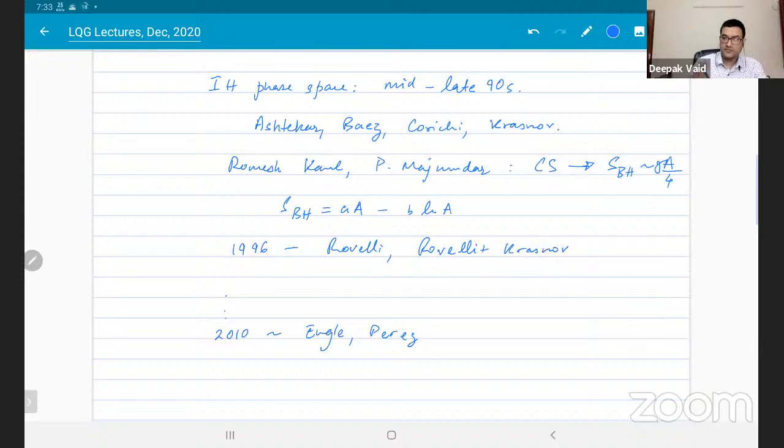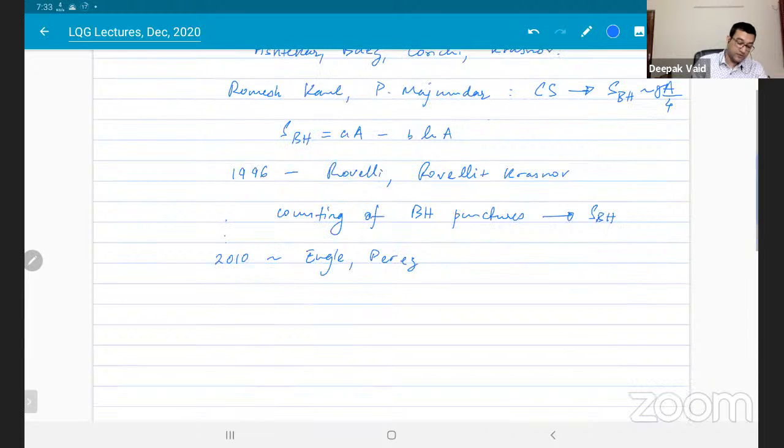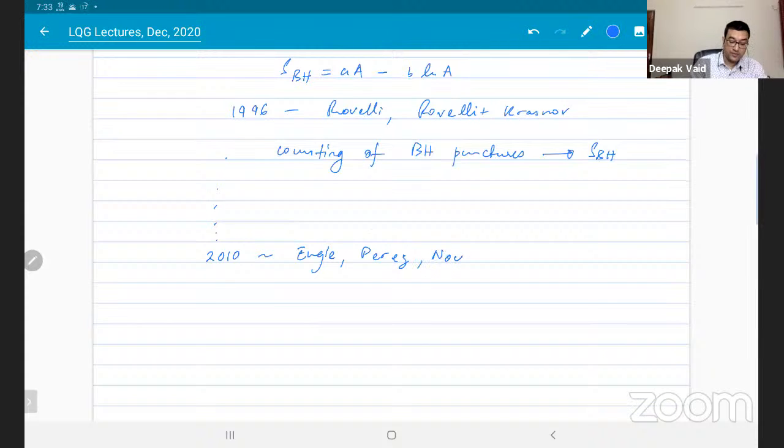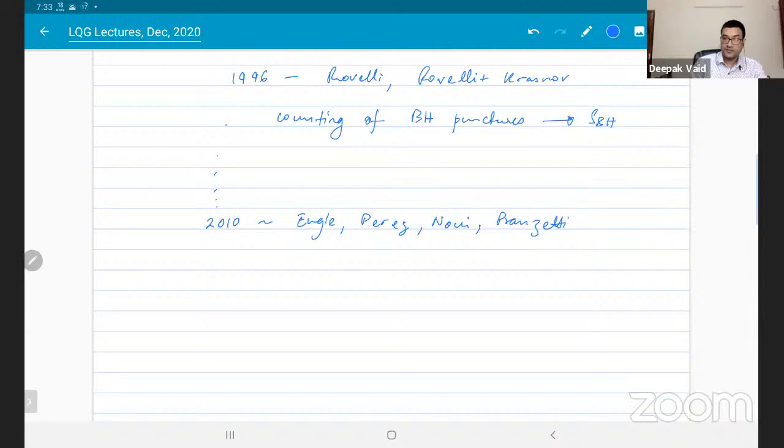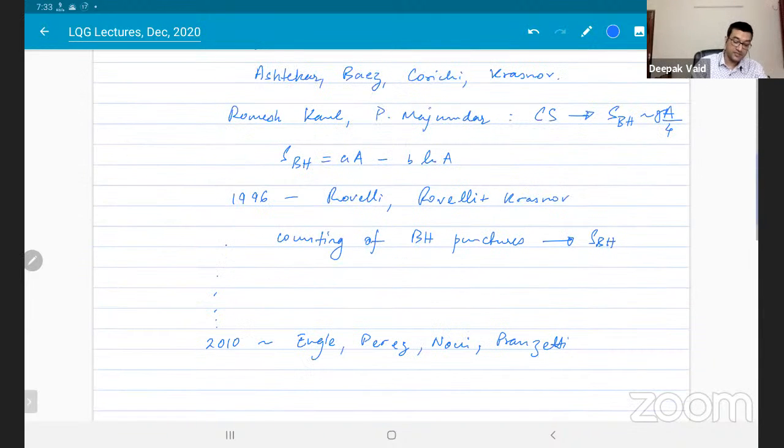Right. So Rovelli did a very simple calculation, counting of black hole punctures without resorting to any Chern-Simons theory, and showed that you get the Bekenstein-Hawking entropy, right? In between there was, like I said, lots of work by other people, but then Engle, Perez, Noui, and Pranzetti, in a series of nice papers, filled in a lot of gaps. So there had been gaps in Ashtekar's work.